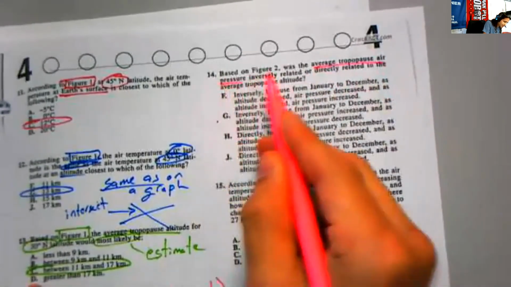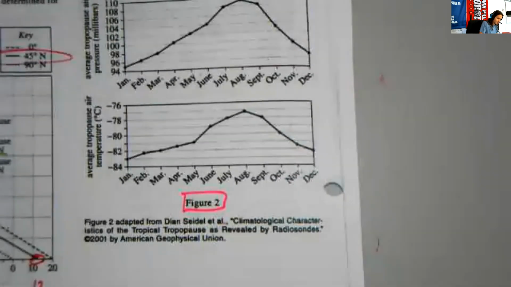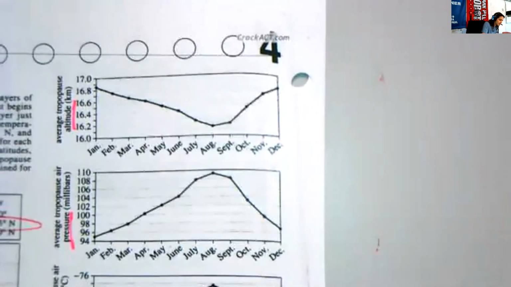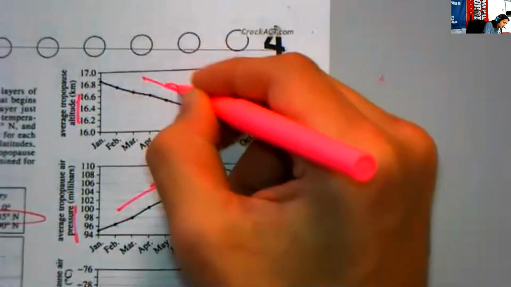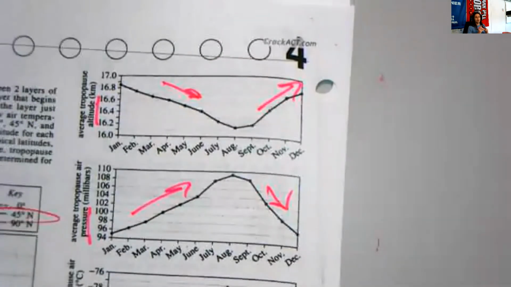Based on figure 2, was the average tropopause air pressure inversely or directly related to average tropopause altitude? Okay, pressure related to altitude. Let's look at figure 2. Here's figure 2 right here, down at the bottom. Here is pressure. Here is altitude. Take a look at those. Are they doing the same thing or the opposite thing? As one goes up, the other goes down. As one goes down, the other goes up. So you'll notice they're doing opposite things.